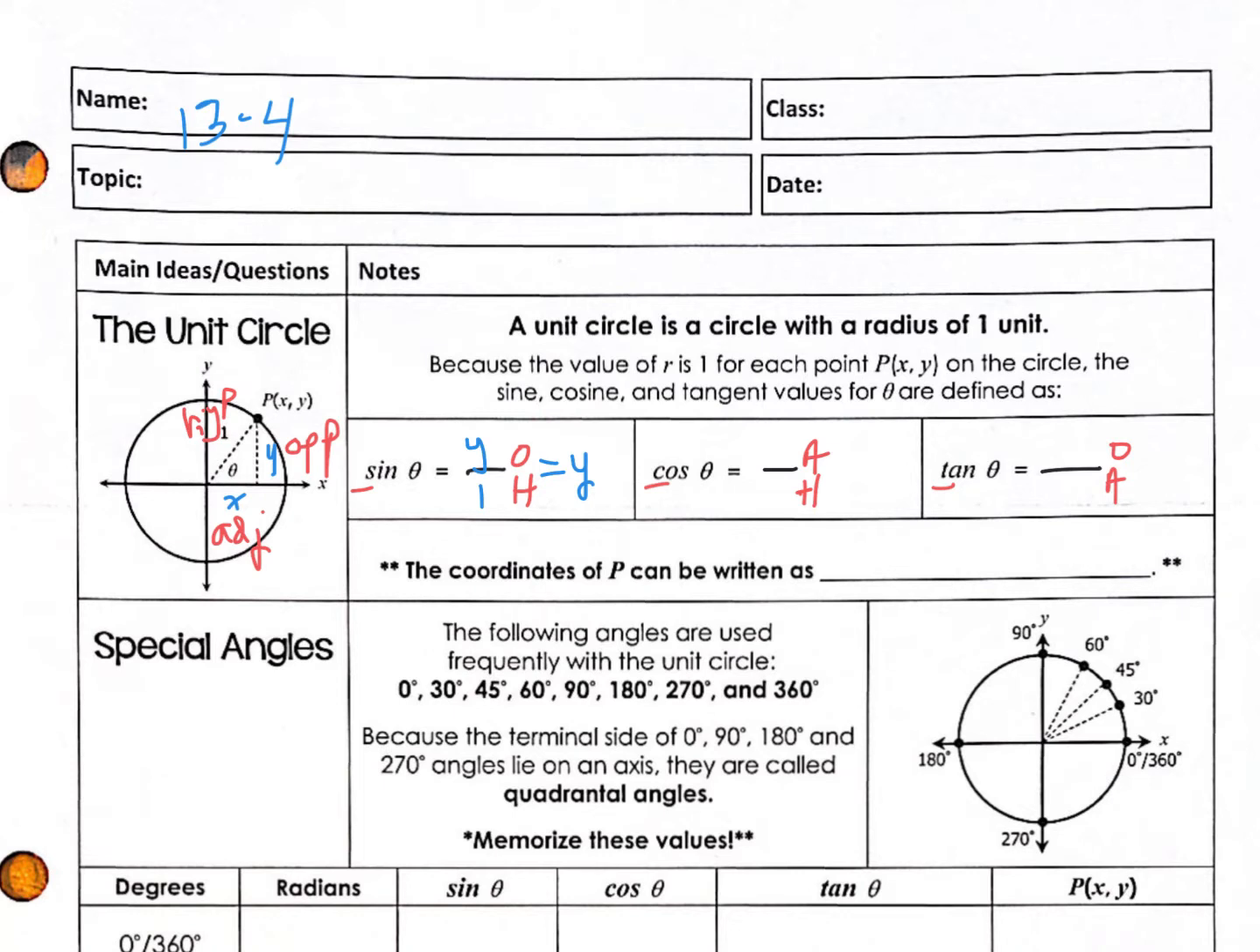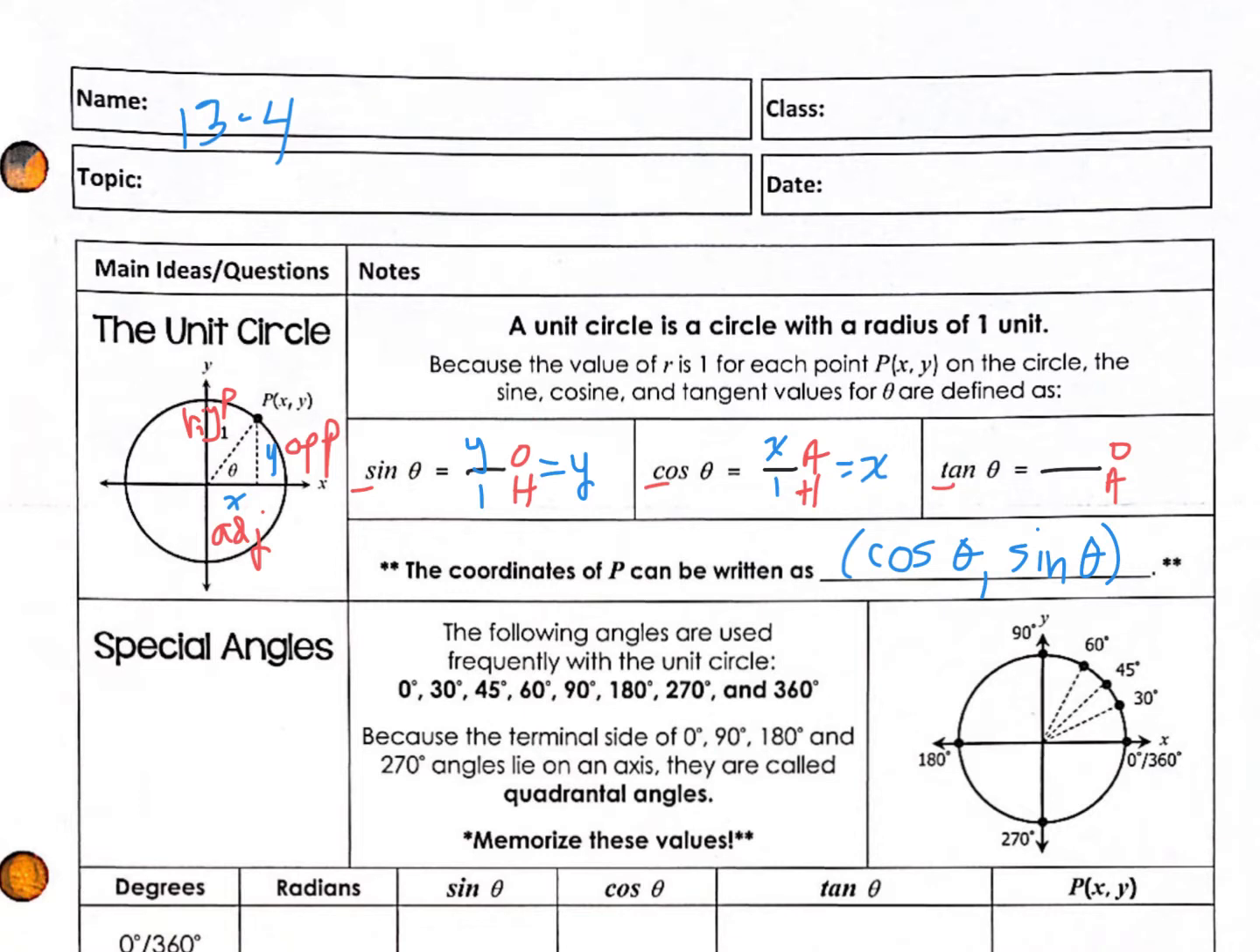And then for cosine, our side adjacent in this case is x, and our hypotenuse is 1. So that means that the x value is going to represent our cosine. So in this ordered pair, the x value is cosine, the y value is sine. So the coordinates of P can be written in a different way. They can be written as cosine theta, comma, sine theta instead of x, y. Our x is the cosine, and our y is the sine.